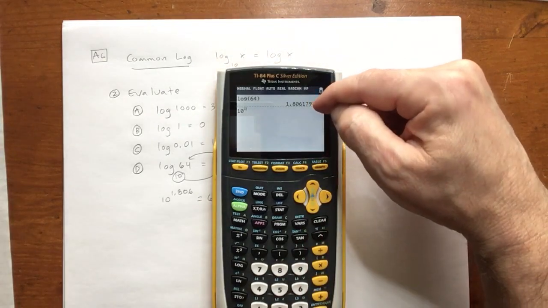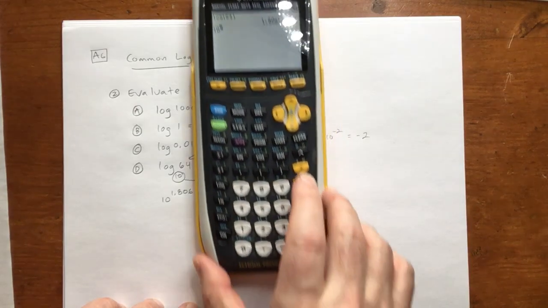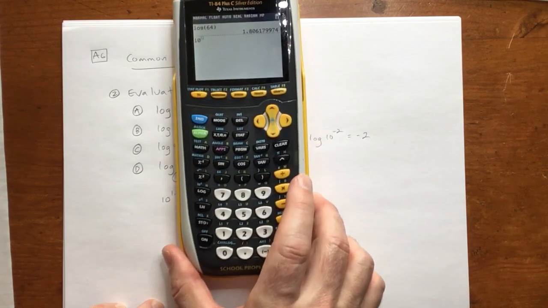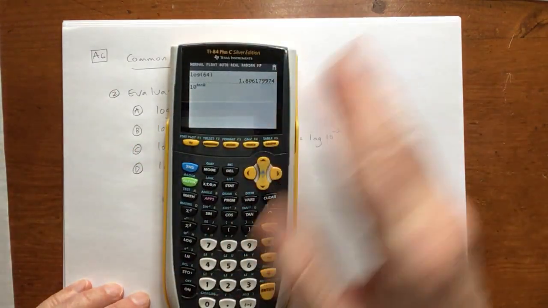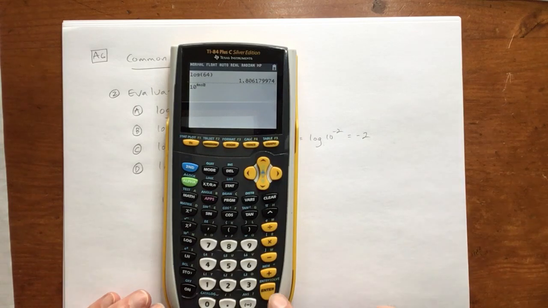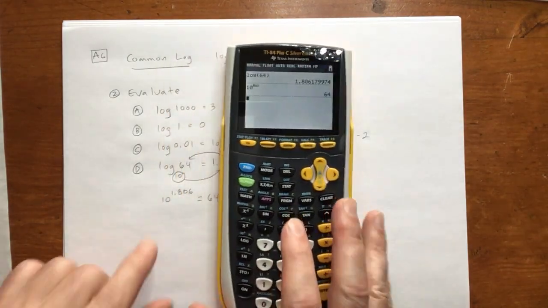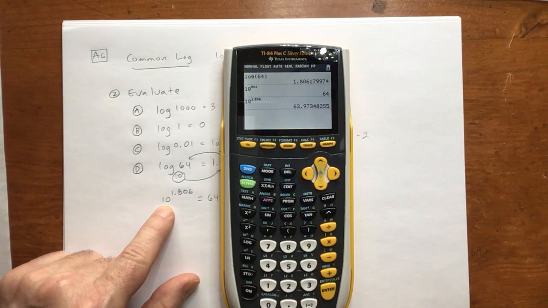caret, but then I want to put my previous answer in as the exponent, and I don't want to type it all in. If we look down here, right above the negative sign, I see answer. Since it's blue, I'm going to hit second, answer. It's going to take the 1.80617, all those decimal places, and put them in. Now I hit enter, and I do get 64 because it used the exact answer. Had I used the approximate one, look at the difference. 10 caret 1.806. It's close to 64, but not exact.